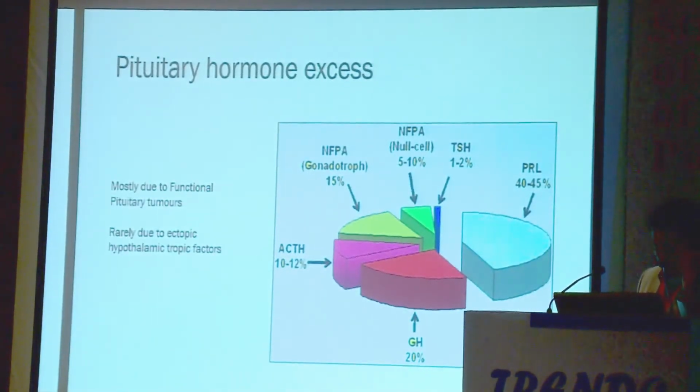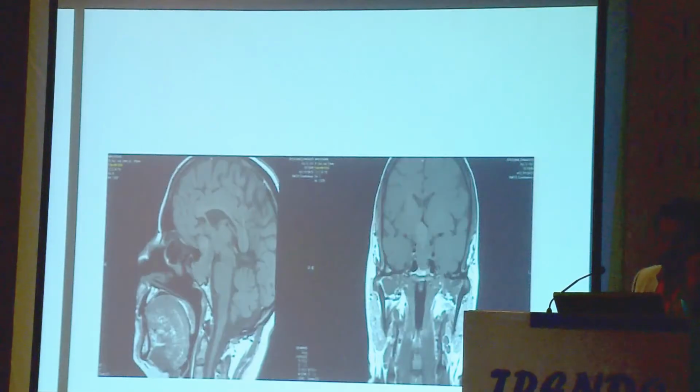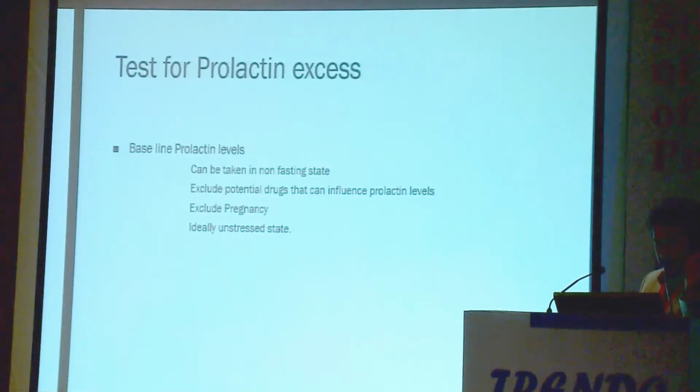So, hormone excess, I think I'll just briefly say. When you suspect growth hormone excess, you do a suppression test with glucose. When there is failure to suppress the growth hormone with a glucose stimulus, you do further testing for assessing growth hormone excess. This is a patient with acromegaly or a GH-producing macroadenoma with a giant tumor there.